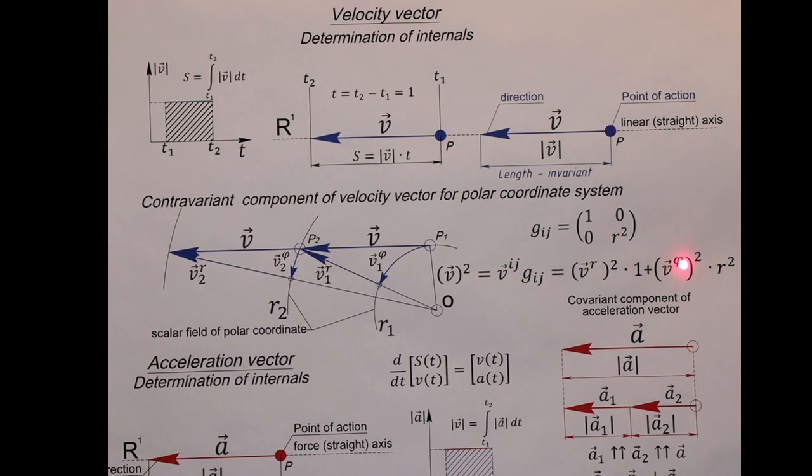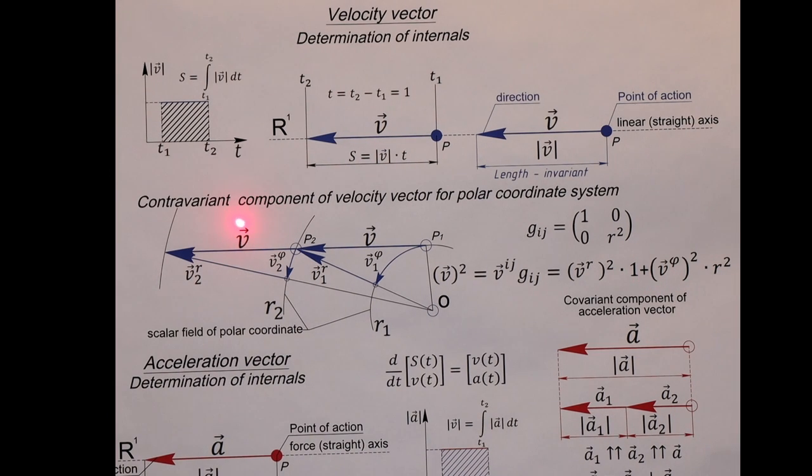The velocity vector can be represented in contravariant components for polar coordinate systems. A few words about the velocity vectors: when additive sum, it must agree with direction. Examples I paint on the board.